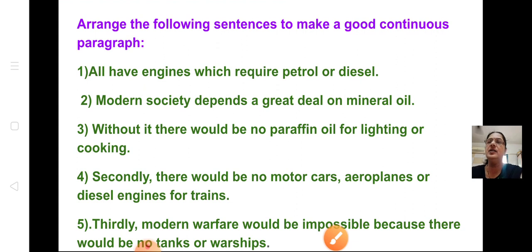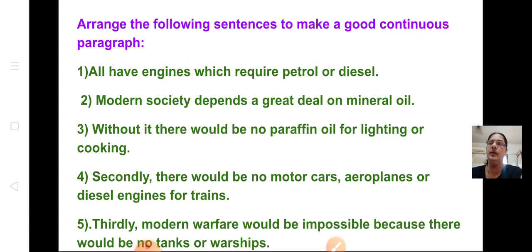See here, arrange the following sentences to make a good continuous paragraph. Now it is not in order. You will read all the 5 sentences and arrange them in order. I will read the sentences first. All have engines which require petrol or diesel. Modern society depends a great deal on mineral oil. Without it, there would be no paraffin oil or lighting or cooking. Secondly, there would be no motor cars, aeroplanes, or diesel engines for trains. Thirdly, modern warfare would be impossible because there would be no tanks or warships.